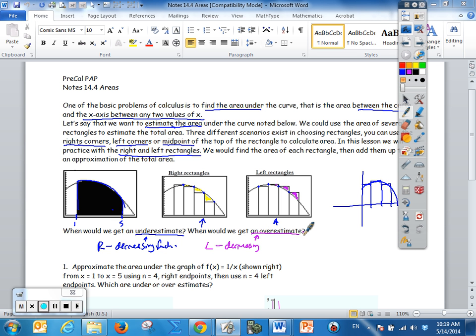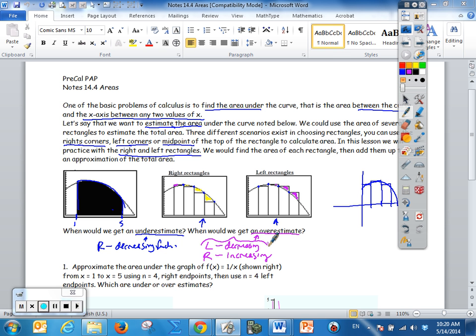So what about the reverse? When would we get an overestimate on a right rectangle? Well, let's look at this right rectangle. Look at how we're on an increasing function. See that little part right there? When a function is increasing and we use right rectangles, we get an overestimate. So the right rectangles on an increasing function give us an overestimate.